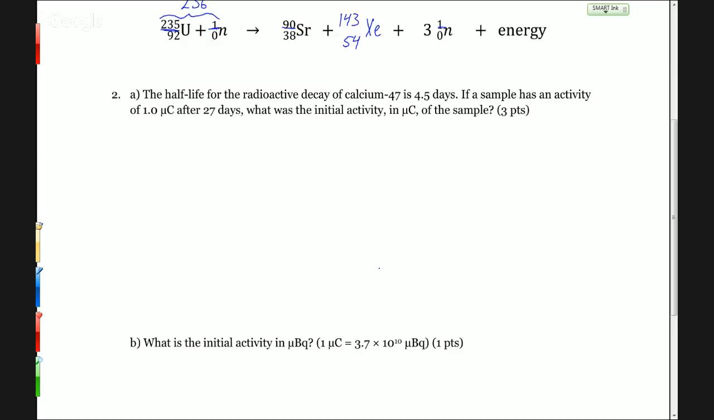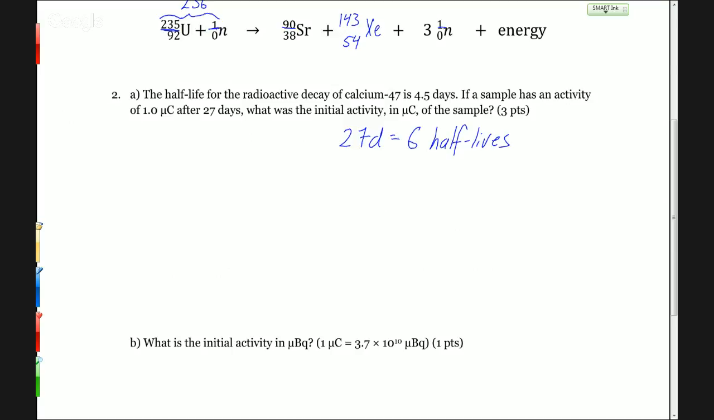And like I said, there are equations you can do this with. I think we can do it easily just counting it out. So how many half-lives is 27 days if it's 4.5 days of half-life? 6. You can just count that out. So 4.5, plus 4.5, plus 4.5, plus 4.5, plus 4.5. You just keep adding it until you get to 27. So that's 6 half-lives. So in this case, 27 days is 6 half-lives.